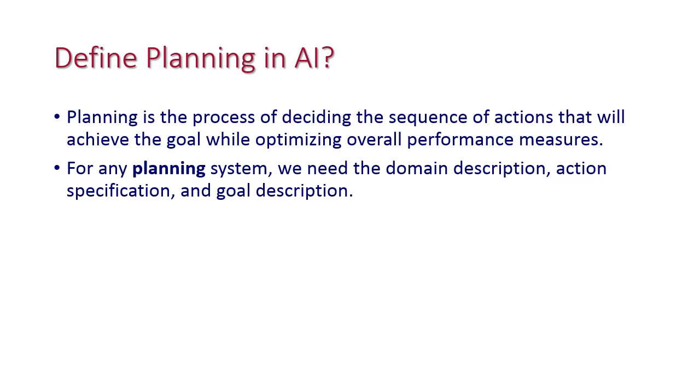Define planning in artificial intelligence. Planning is the process of deciding the sequence of actions that will achieve the goal while optimizing the overall performance measure. So what does planning mean? Planning is the process of deciding the sequence of actions.